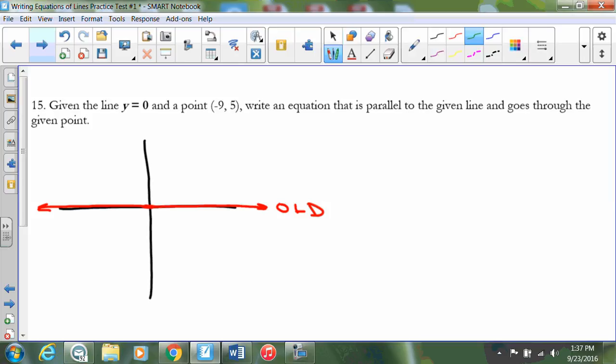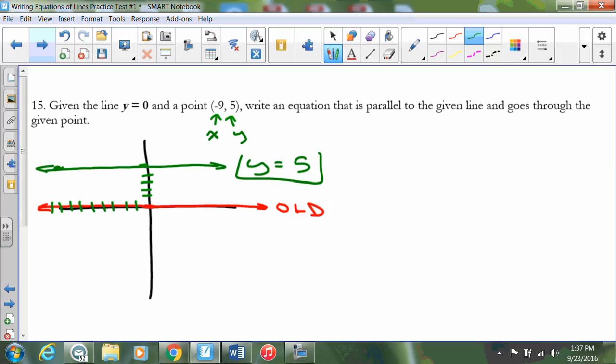So (-9, 5), once again, when we see a point, our x is the -9 and our y is the 5. It's the opposite of what we think about when we think about slope. So we're going to go -9, 1, 2, 3, 4, 5, 6, 7, 8, 9, and up 5, 1, 2, 3, 4, 5. So our point is, from the origin, -9, and then up 5. There's our point. So we've got to find a new line that's parallel to the old line that also goes through this point. And when we do that, we see that we have the line y equals 5. That's our answer.